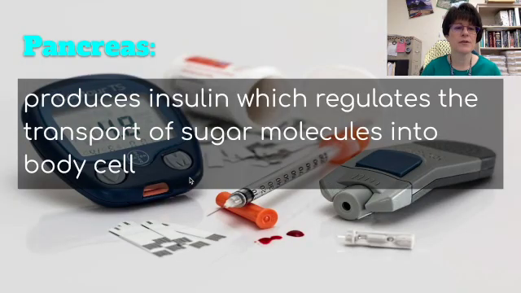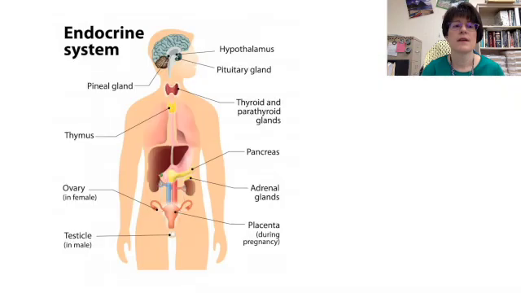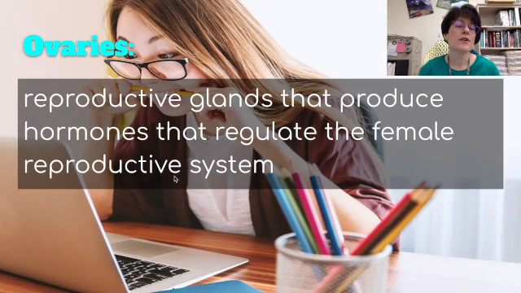There's also your pancreas. This produces insulin, which regulates the transport of sugar molecules into body cells. When there's a malfunction of the pancreas, then you have diabetes. And so the pancreas is what controls that right here, the pancreas. There are also the ovaries, which are reproductive glands that produce hormones that regulate the female reproductive system. It's also what makes women feminine, gives them their feminine characteristics.